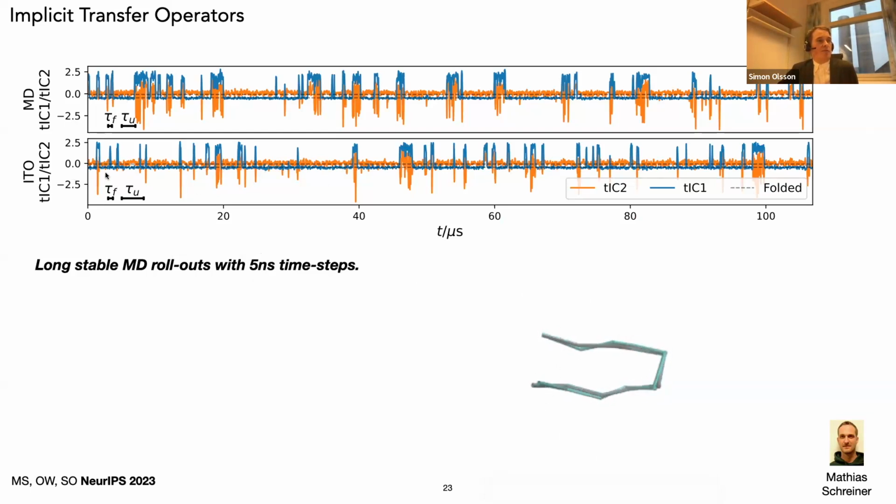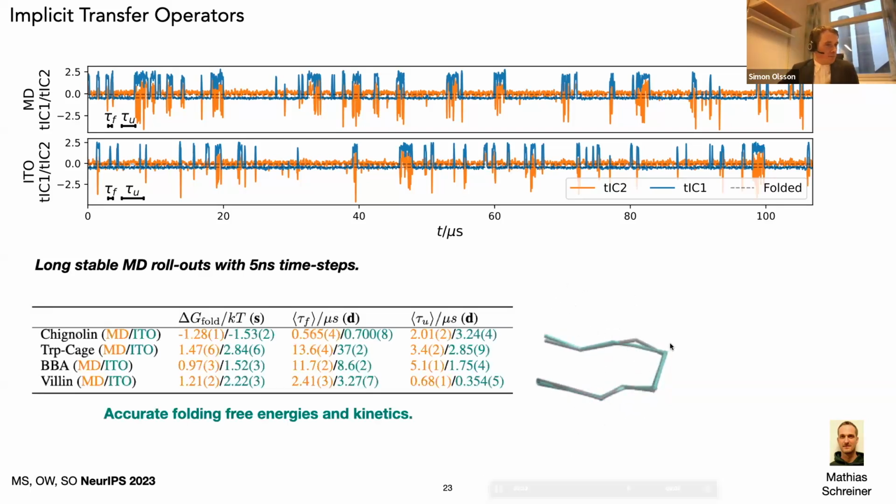Where you see a blip, there's a folding event happening, and otherwise it's sitting in the folded state. And we can compare the original MD data and a random trajectory generated with 5 nanosecond time steps. We can see that the statistics look extremely similar. And we also see that the folding trajectory looks quite similar to the training data.